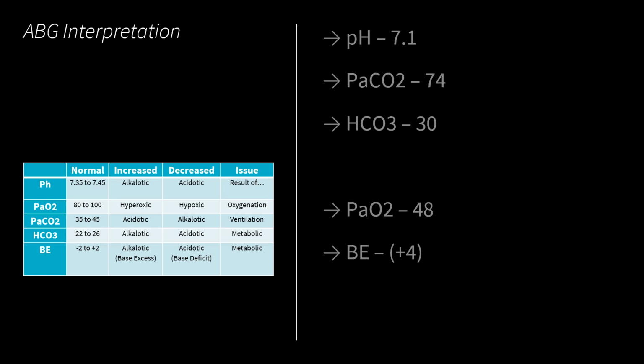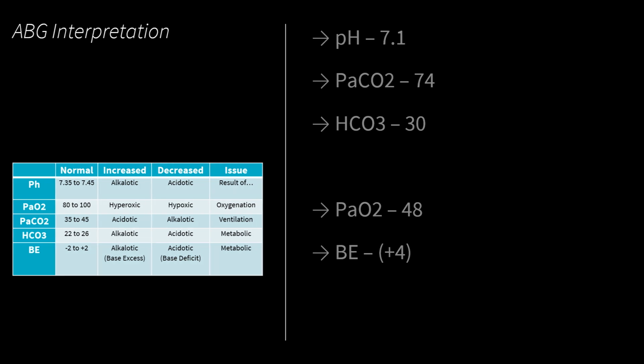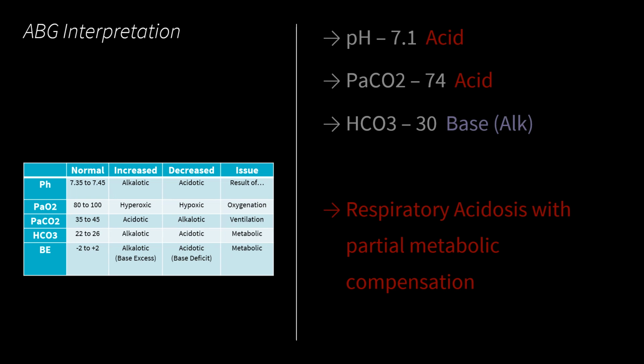So let's see our formal interpretation. So our pH, like I said, is an acid. Our CO2 matches, so this is respiratory acidosis. We look down at the other mechanism. It is going in the opposite direction. It's producing a base or an alkaline system. And so we have respiratory acidosis with partial metabolic compensation.